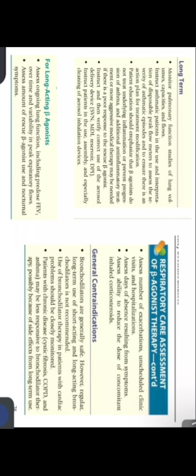Next, meron tayong long-term naman. Sabi dito na monitor pulmonary function studies of lung volumes, capacities, and flows. Instruct asthmatic patients in the use and interpretation of disposable peak flow meter to assess the severity of asthmatic periods to ensure there is an action plan for treatment modification. Patient education should emphasize that B agonists do not treat underlying inflammation or prevent progression of asthma.